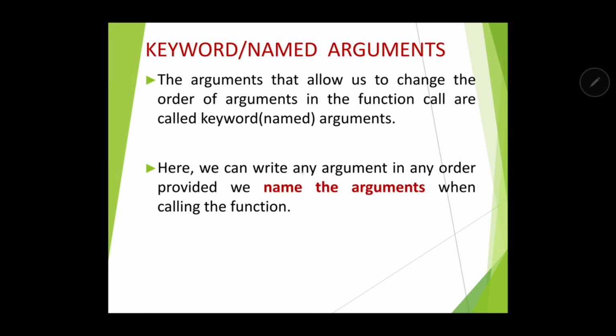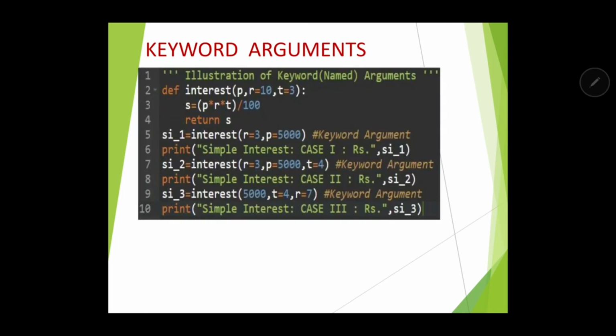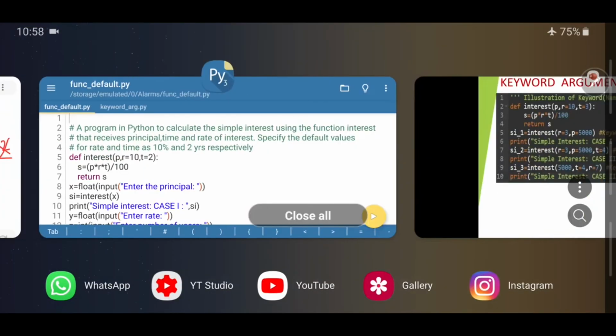So here we can write any argument in any order. Okay, so let's say we have to calculate simple interest only. So at first, if there is principal, second there is rate, and third there is time, it does not matter. We can change the order also. We can give the principal in second also. So here we can write any argument in any order, provided we name the arguments when calling the function. So if we name the arguments, then it can be provided in any order. There is no problem about that. So let's see an example related to the keyword arguments.